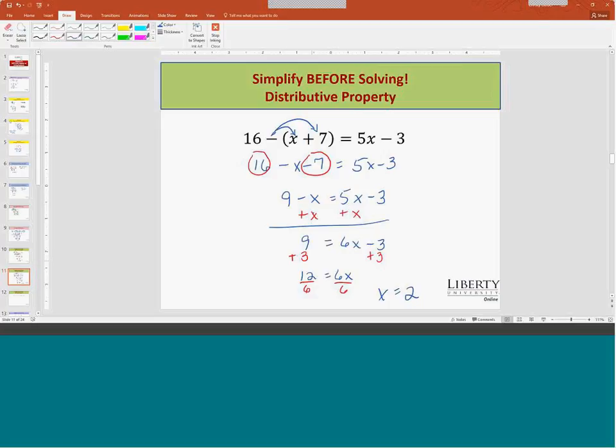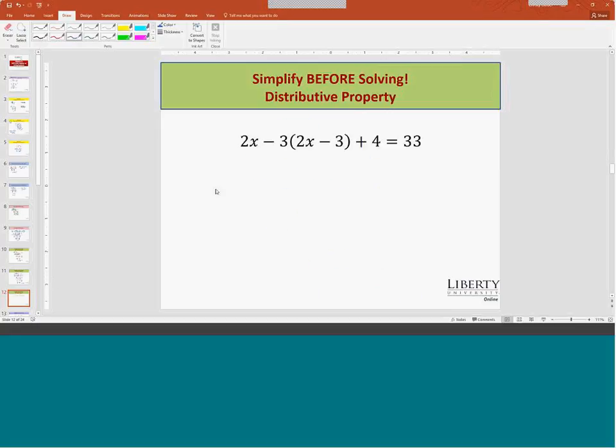And if you subtract the 5x from both sides, you should have ended up again with x is equal to 2. Now something that looks a bit ominous. We can tackle this step by step.